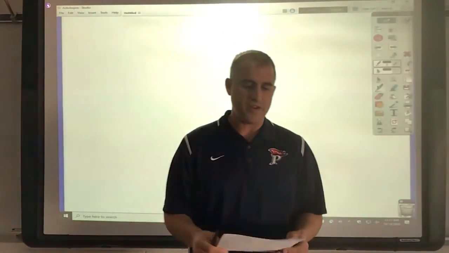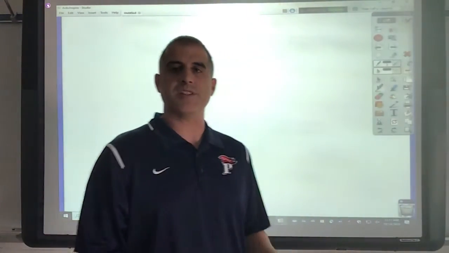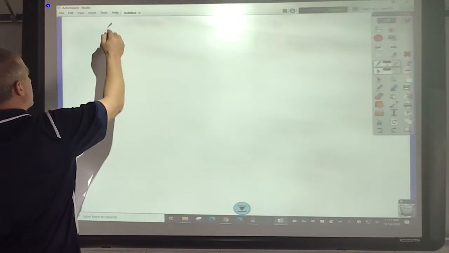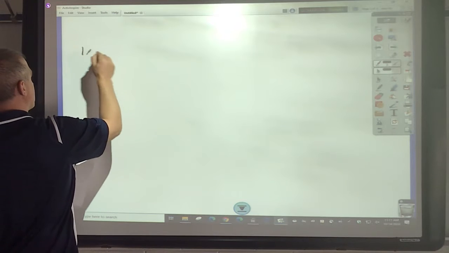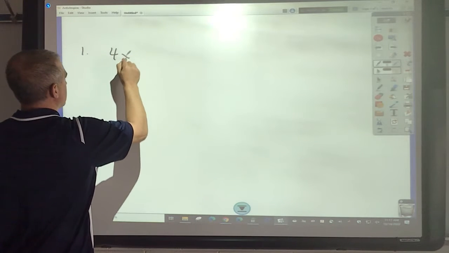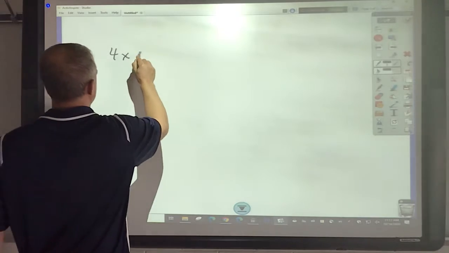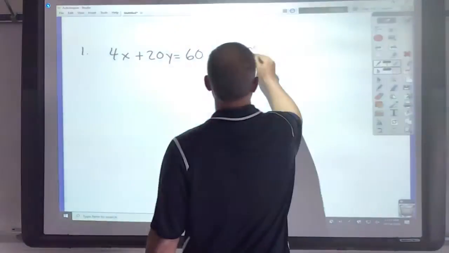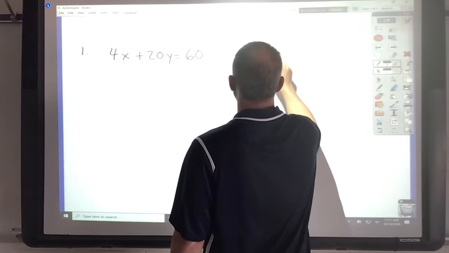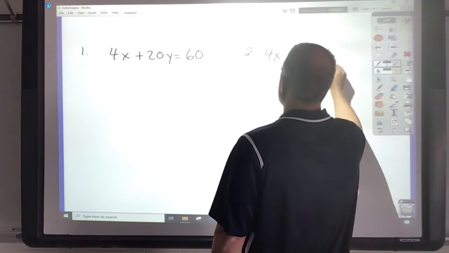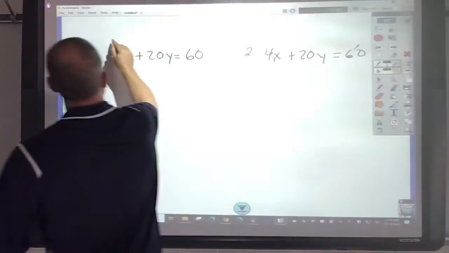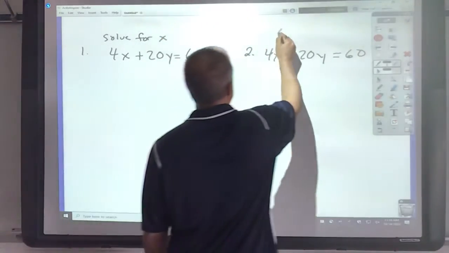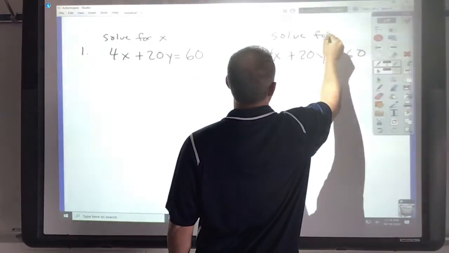Okay, this is going to be the video lesson for literal equations. It's the last lesson of Unit 2. So I like to put these two questions up on the board. I'm going to start with this. This question I want to solve for x. This question I want to solve for y.